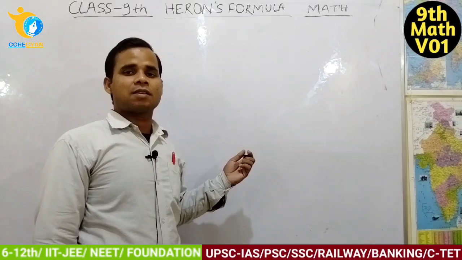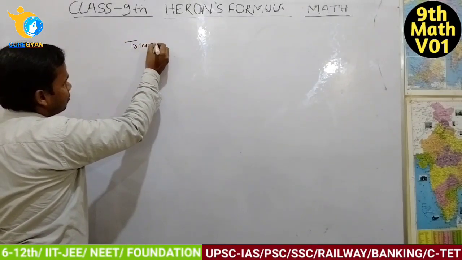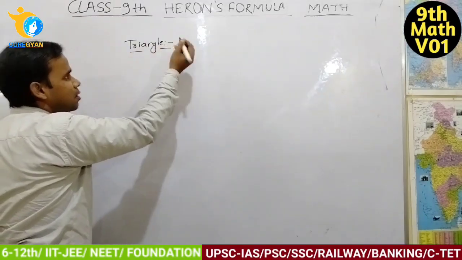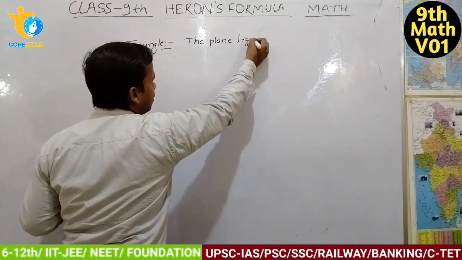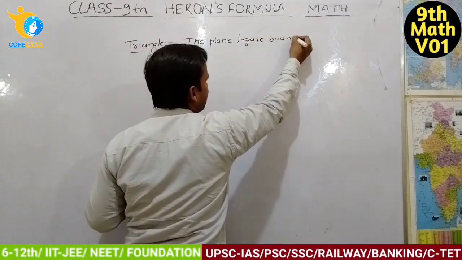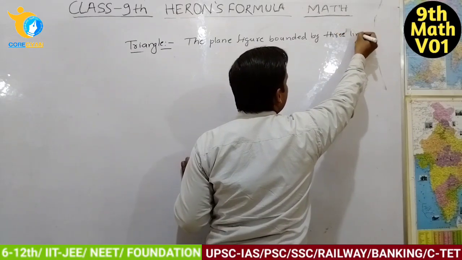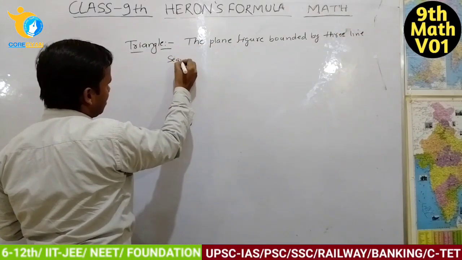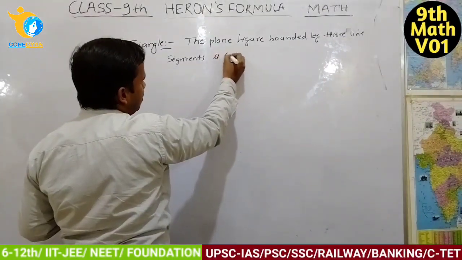So firstly, we know what is a triangle? What is a triangle? The plane figure bounded by three line segments is called a triangle.